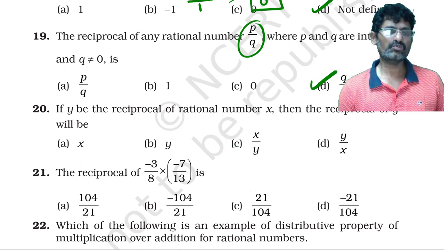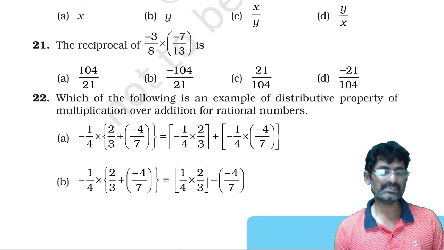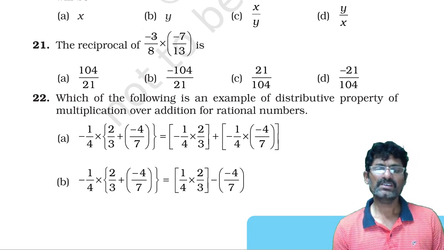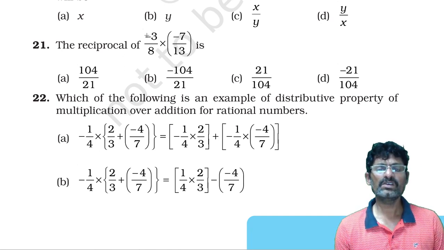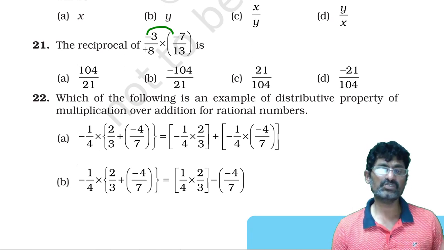Now let us move on to 21st problem. The reciprocal of negative 3 by 8 times negative 7 by 13 is. Before going to answer this question, let us simplify this product. So here minus 3 by 8 times minus 7 by 13 we have. Minus times minus is plus. So we will get a positive number.